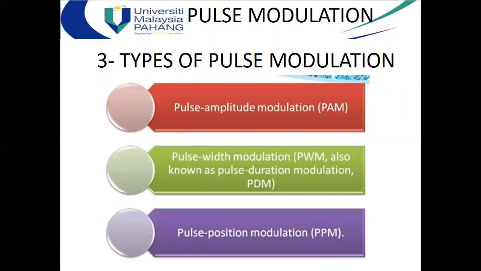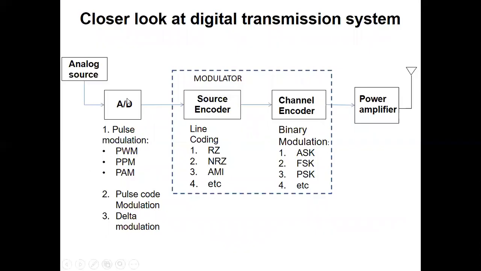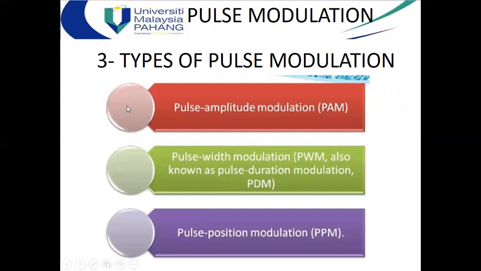Now, since there are three types of modulation in the analog domain, they pre-process the analog signal to make it discrete so that we can convert it into digital data. So there are three different types of modulation. We say analog modulation or pulse modulation. There are three: pulse amplitude modulation, pulse width modulation, sometimes known as pulse duration modulation or pulse time modulation, and then pulse position modulation. These two are actually related to each other.